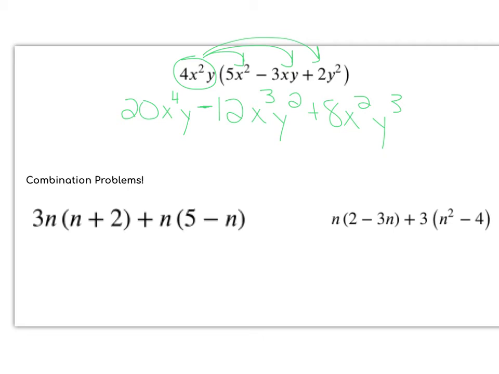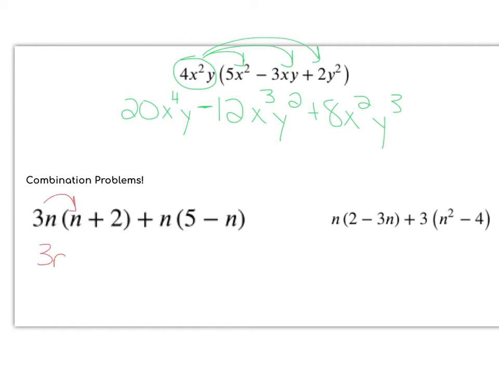All right, the last type of problem we want to look at, I'm calling these combination problems, okay? So what I want you to see here, I have some multiplication, here I have some multiplication, and I'm adding. Well, we know from order of operations, multiplication comes first. So I have to do this multiplication, I have to do this multiplication, and then I'm going to combine like terms, okay? So this is what this looks like.